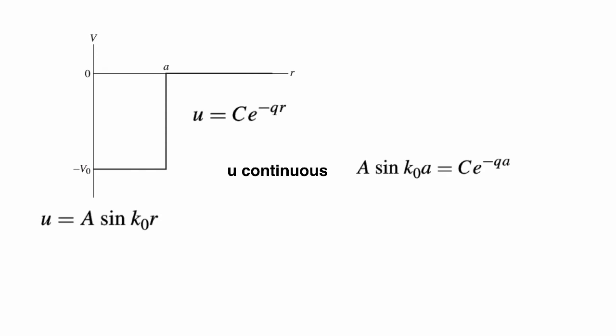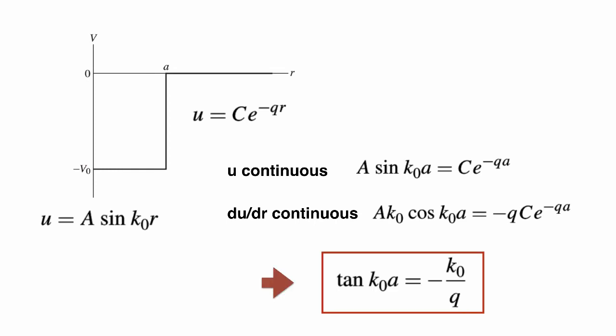u has to be continuous. That means that at the boundary, the solutions have to match. This is what's written there. And of course, the first derivative has to be continuous as well, so the derivatives also have to match. When we divide the two equations by one another, that allows us to get rid of a and c, and we get directly that the tangent of k0 times a is equal to minus k0 over q. This is an equation that we find quite often.